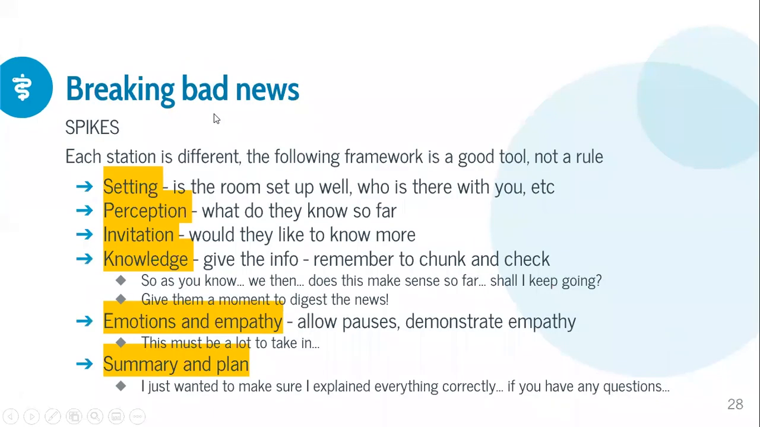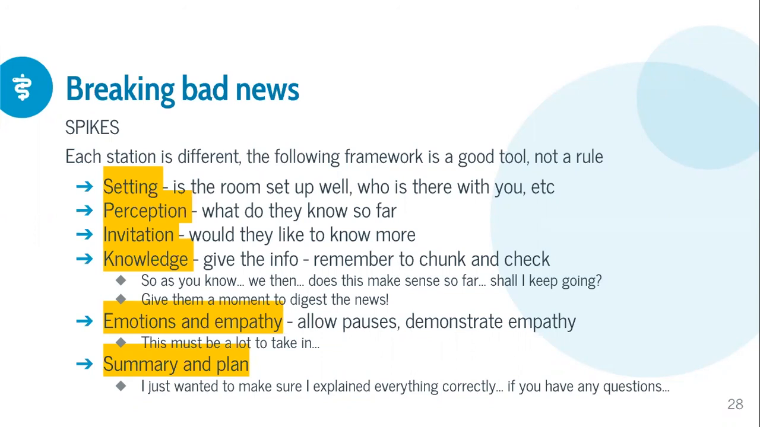So in terms of breaking bad news, this is a good approach or protocol which you can use. Again, it's just a framework which is a tool but not a rule. So it's the SPIKES mnemonic. It stands for setting, perception, invitation, knowledge, emotions and empathy, and finally summary and plan. So you can read up about this in your spare time, but basically it's an approach to breaking bad news, any type of bad news, really.